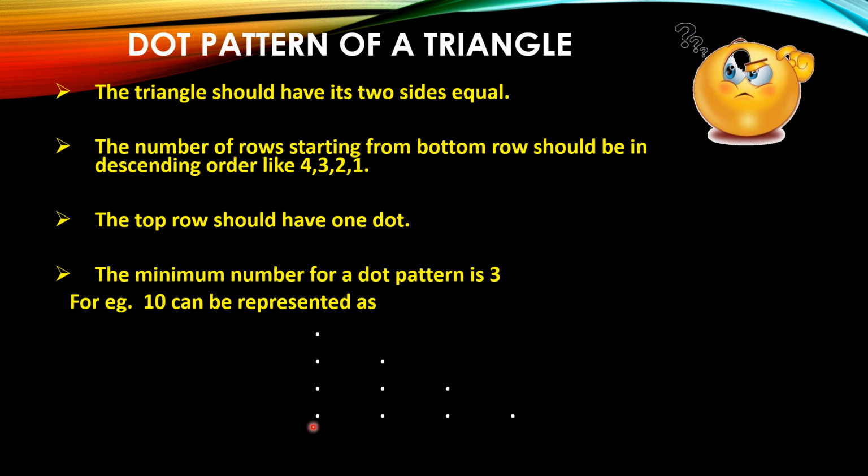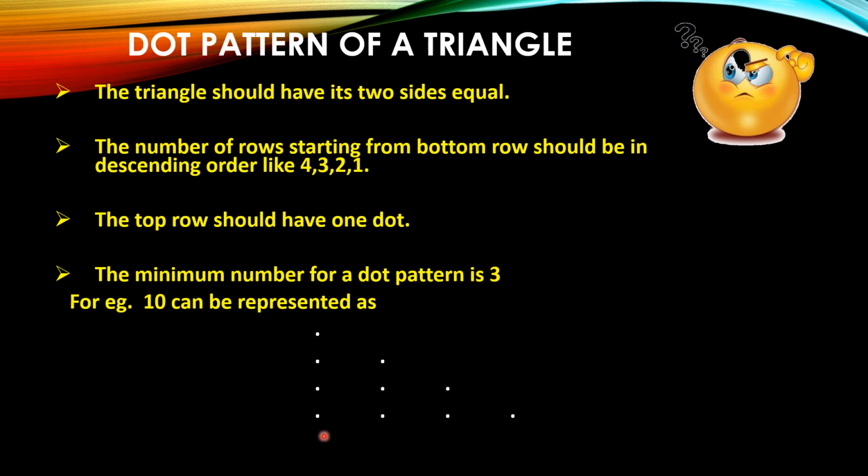So if we want to represent some number in the form of a dot pattern as a triangle, it is very important and imperative that the sides should be equal. Now the second condition we have done is that the number of rows starting from the bottom row should be in descending order.